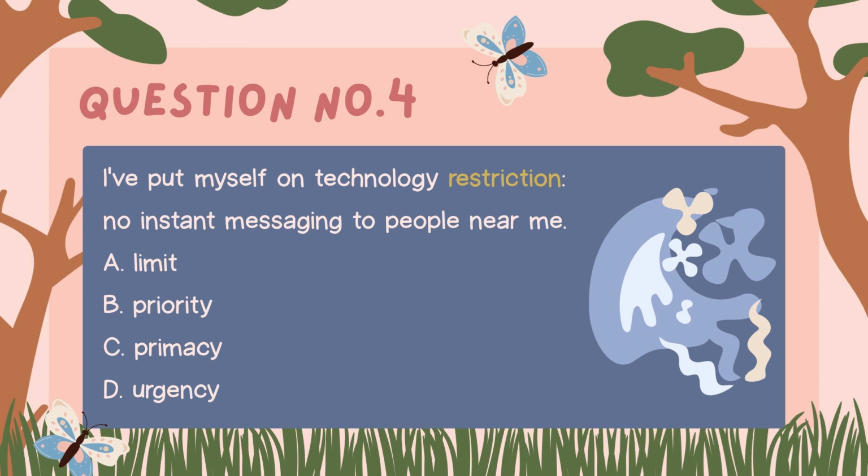Vocabulary number 4. I've put myself on technology restriction. No instant messaging to people near me. A. Limit. B. Priority. C. Primacy. D. Urgency.